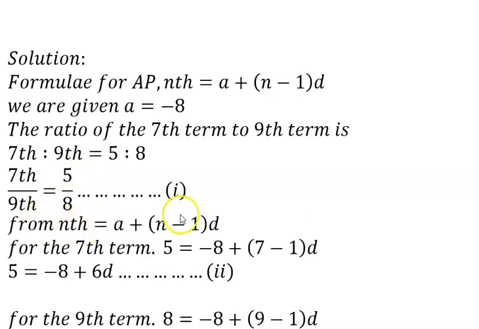So from this our formula, our 7th term we've been given to be 5, and the 9th term to be 8. Beautiful. Let's just input that in our formula. This is the nth term, which is 5. We know our first term already to be minus 8 because we are dealing with the 7th term. This is 7 minus 1d.